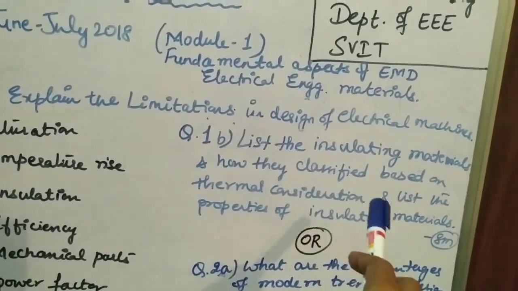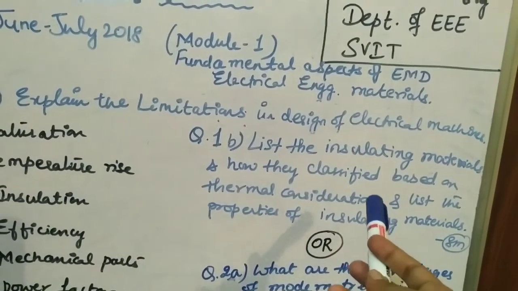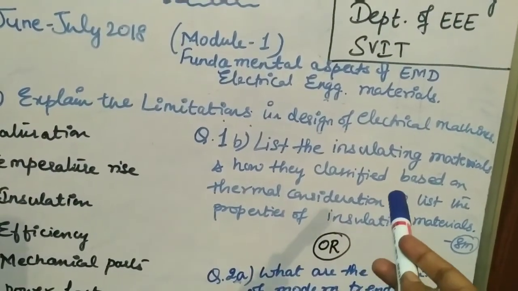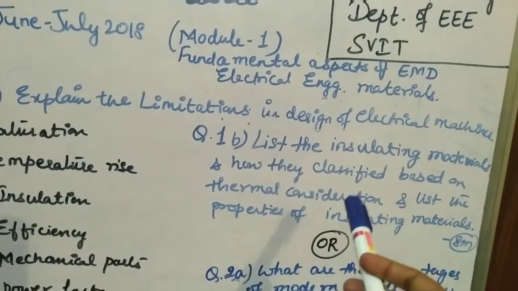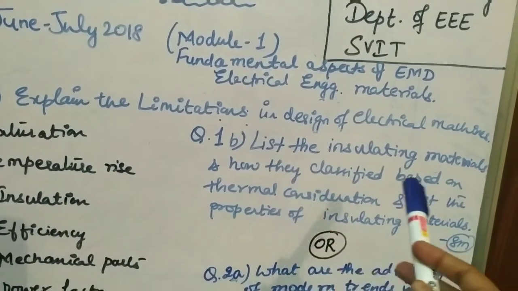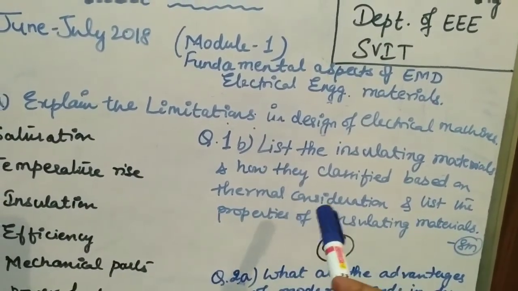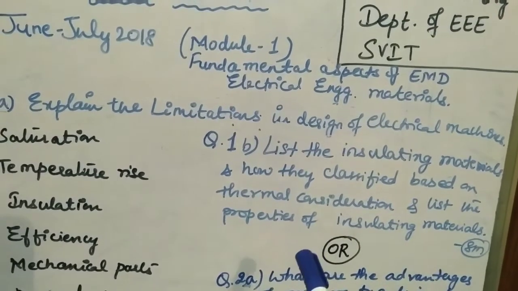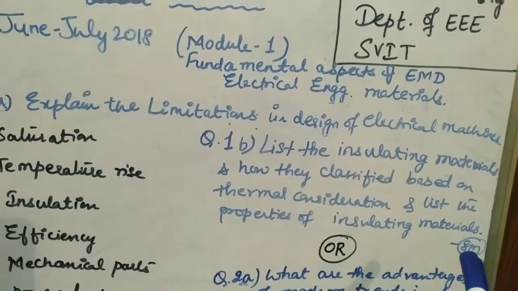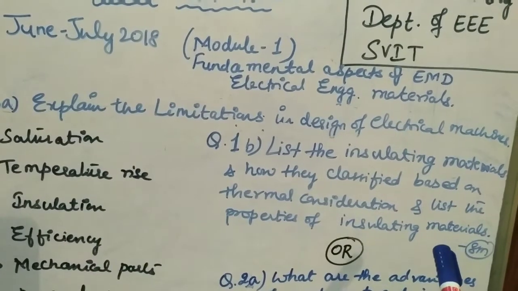And the table which I had discussed previously in model question paper 1, the same table we have to write down, that is, list the insulating materials and how they are classified based on thermal consideration, and also list the properties of insulating materials. This I have also discussed just now.